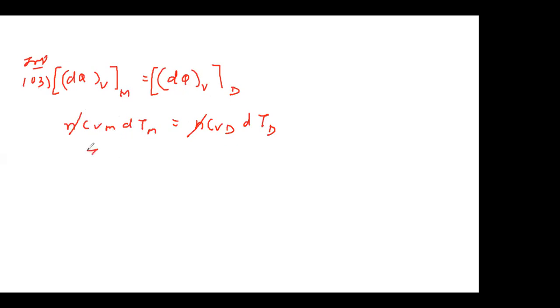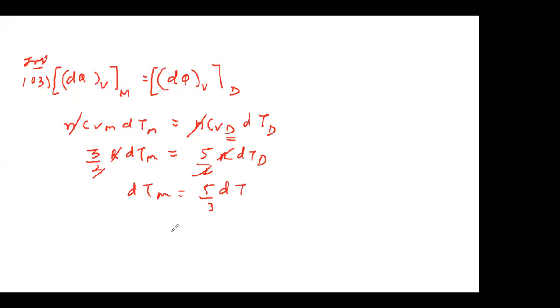Cv for monoatomic is 3 by 2 R and Cv for diatomic is 5 by 2 R. Both sides R by 2 cancel. So ΔT of monoatomic will be 5 by 3 times diatomic. Now clearly I can say 5 by 3 is greater than 1. So ΔT of mono is greater than ΔT of diatomic. More for monoatomic is given in option A. This is the required answer. Solve.